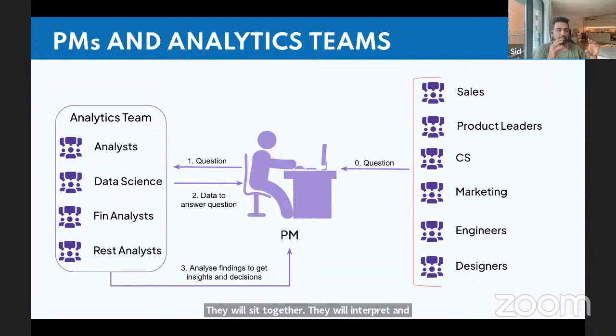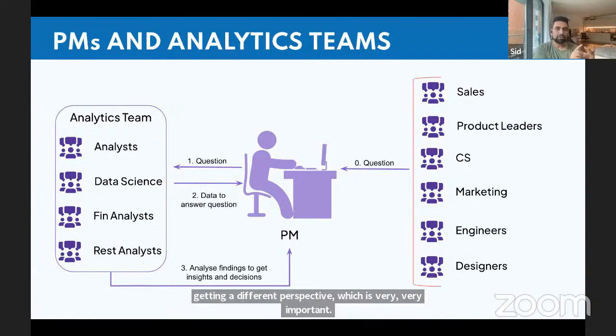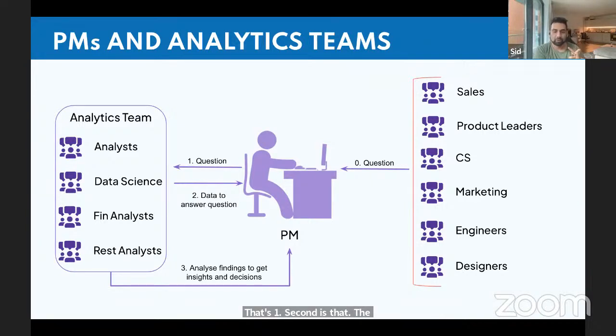This is where you're distilling insights from data, but you're also getting a perspective from the person who owns the data, because they have a lot of context and they might be able to see things differently. So I think somebody mentioned in the chat, getting a different perspective, which is very, very important. Second is that the leftmost box is usually also known as the source of truth, which basically means that these are the people who understand the data more than anybody else in the org. So they are also the ones who will ensure that everybody is interpreting it correctly.